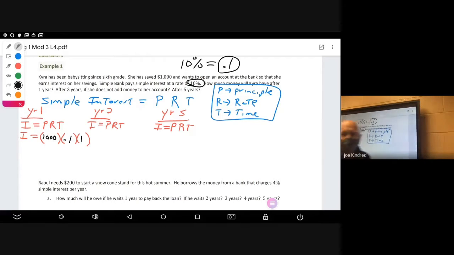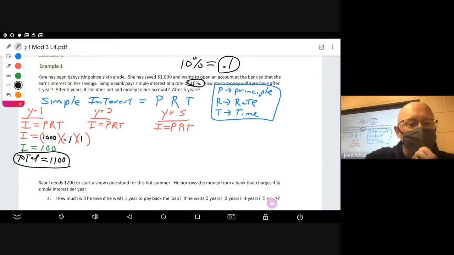And so on your calculator, if you simply multiply 1,000 times 0.1 times 1, you get the interest earned is, as you can tell, $100. That means your total after 1 year, you have $1,100 in your account. So after 1 year, instead of just having 1,000, you have 1,100. Now, let's compare that to year 2, and I'm going to do the work here quickly, and then we'll come back and talk.